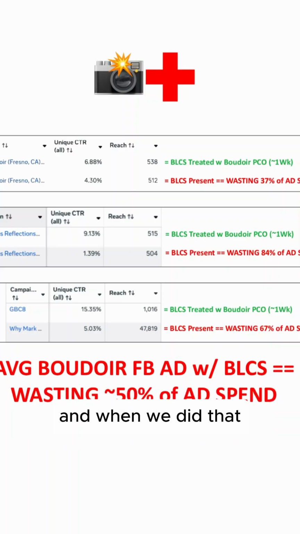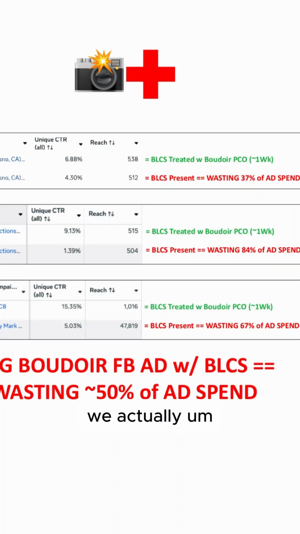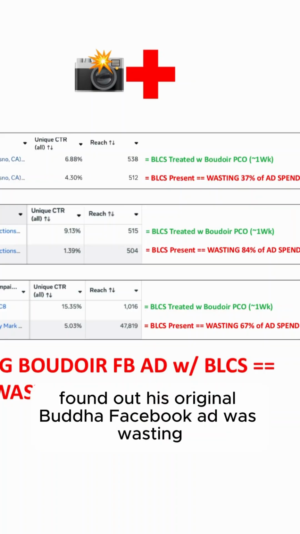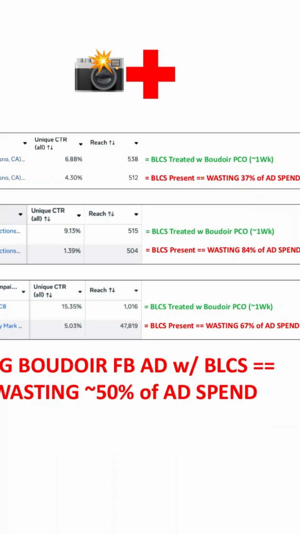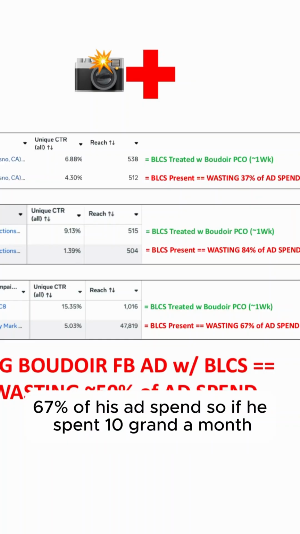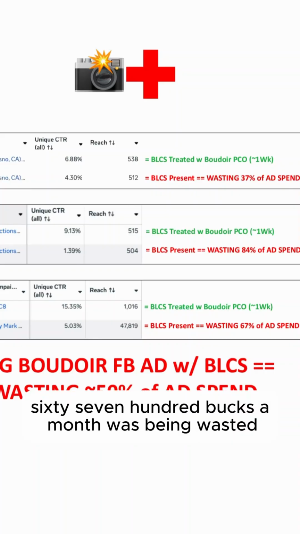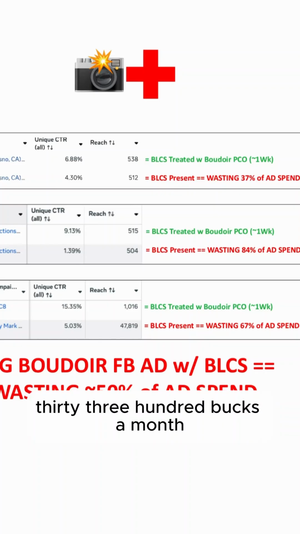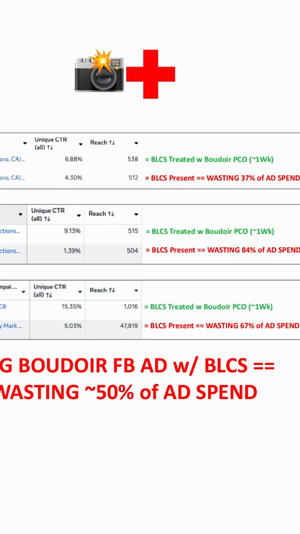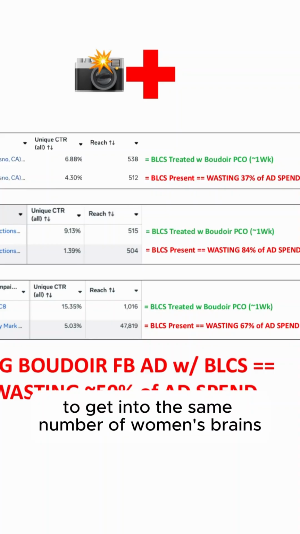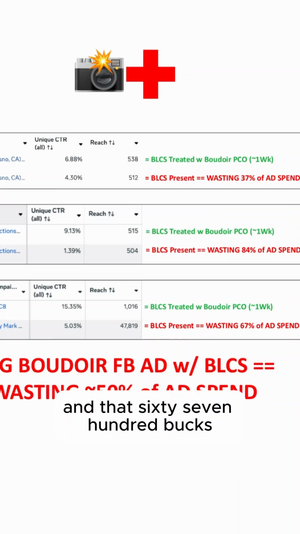And when we did that, we actually found out his original boudoir Facebook ad was wasting 67% of his ad spend. So if he's spending 10 grand a month, $6,700 a month was being wasted. So now he only needs to spend $3,300 a month with his Boudoir Pico treated ad to get it into the same number of women's brains. And that $6,700 he no longer has to spend.